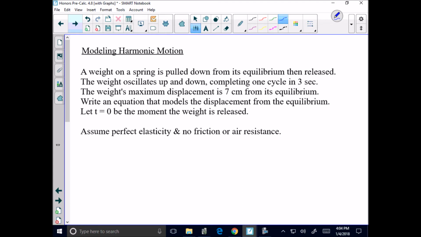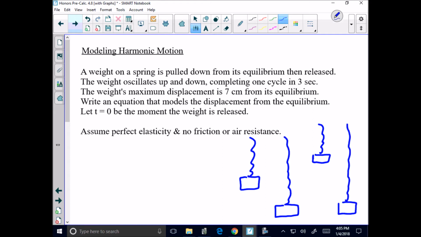And we're going to start with the example of a weight on a spring. So we've got a weight suspended on a spring, right? So it's basically at its equilibrium, or sort of at its rest, right? And in our word problem here, we're seeing a weight on a spring is pulled down from its equilibrium. So we pull that weight down from its equilibrium, where it's resting, and we then release it, right? And of course, what's going to happen is the weight is going to spring up and then go back down.